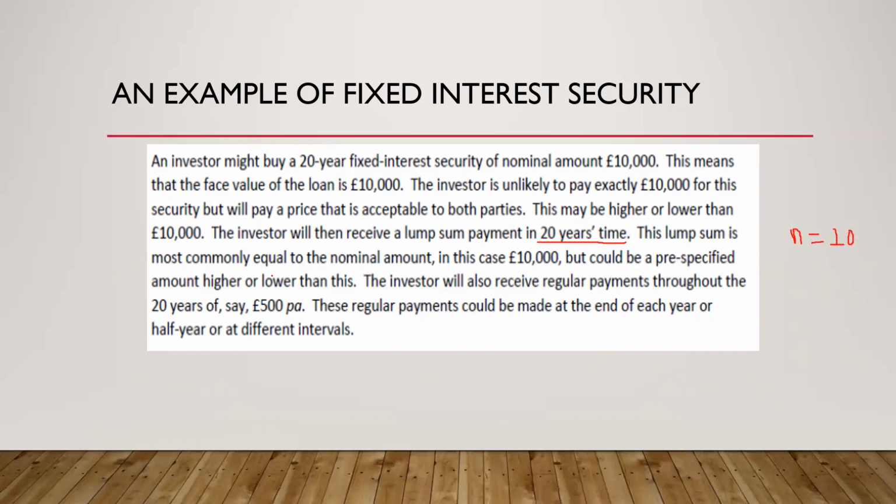So this lump sum is most commonly equal to the nominal amount, in this case 10,000, but could be a pre-specified amount higher or lower than this. The investor will also receive regular payments throughout the 20 years of say 500 per annum. Now these regular payments could be made at the end of each year or half year or at different intervals.